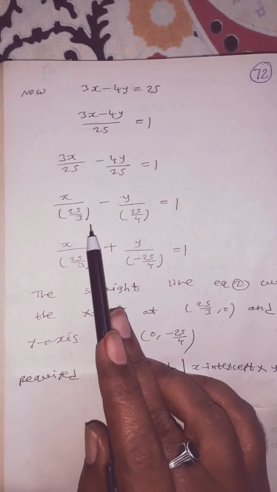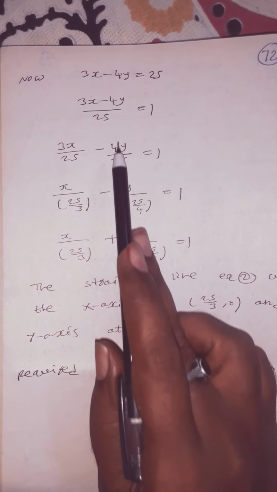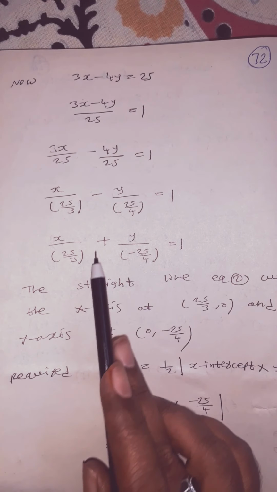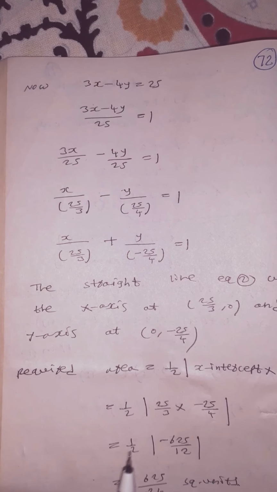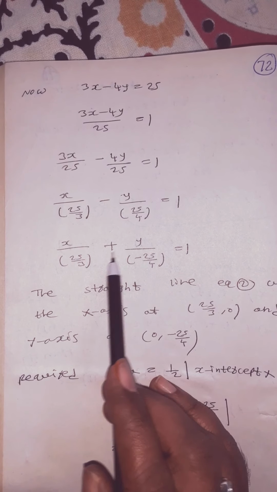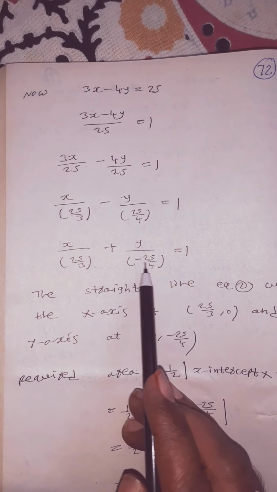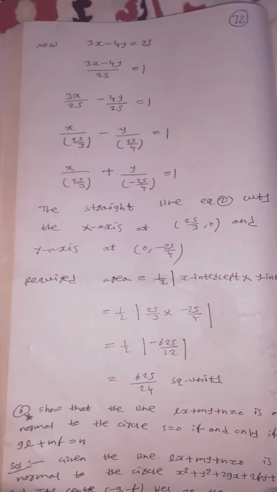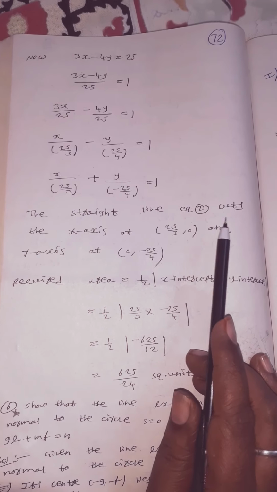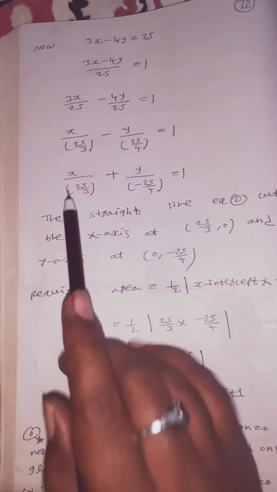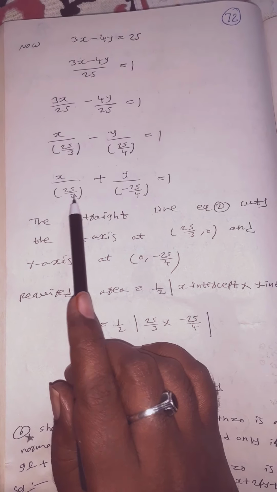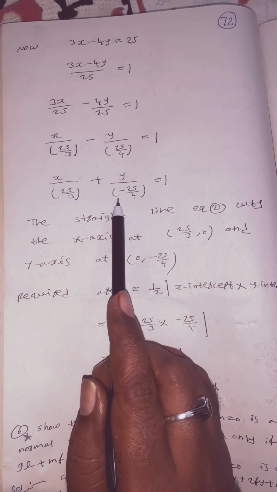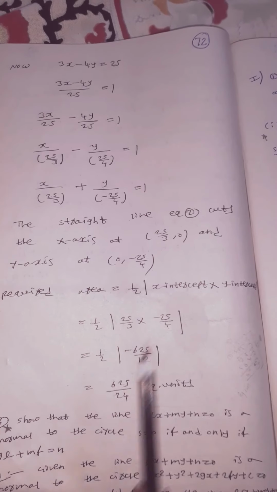So send 3 down, children, it will become 25 by 3. Here send 4 down, 25 by 4. So this can be written as x by (25 by 3), plus here y by minus (25 by 4), children, plus into minus is minus, same condition coming. So the straight line equation 2 cuts the axes. Equation 2 means this one cuts the x-axis at (25 by 3, 0) and the y-axis at (0, minus 25 by 4). Is it clear, children?